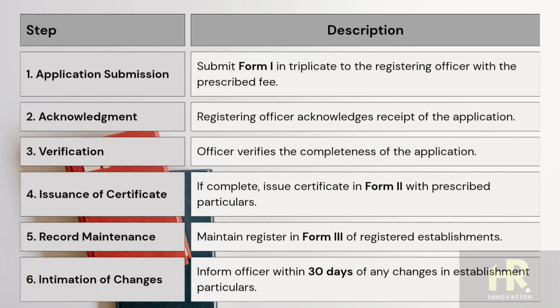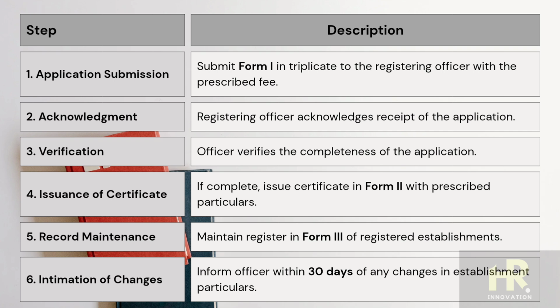Let's look at the step-by-step process to register an establishment under the Contract Labor Act. Step 1. The principal employer must submit Form I, in triplicate, to the registering officer, along with the required fee. Step 2. The officer will acknowledge that the application has been received. Step 3. The officer will verify the application to check if everything is complete and correct.